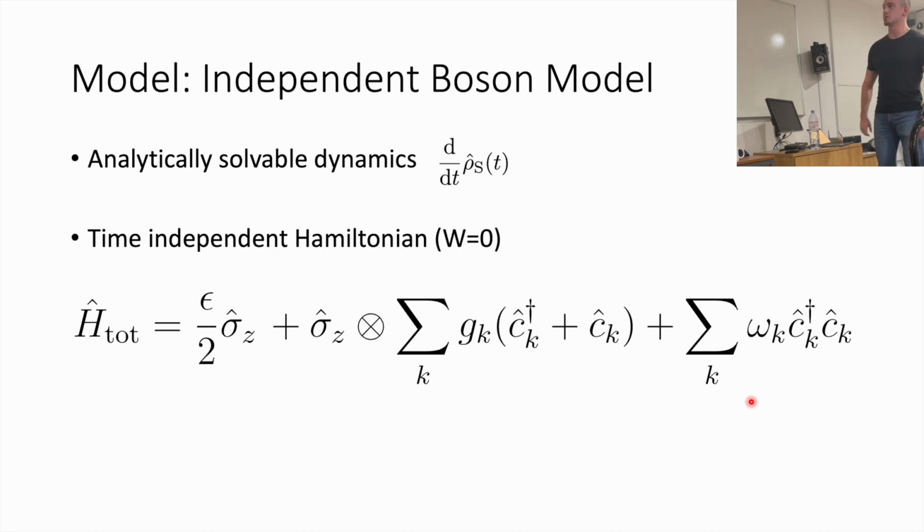So the specific open system model we look at is called the independent boson model. And if anyone's heard of the spin boson model, it's that basically, but with no tunneling term. And the reason we look at this is because it has analytically solvable dynamics, which means that I can get the equation of motion for the reduced state of the system exactly.